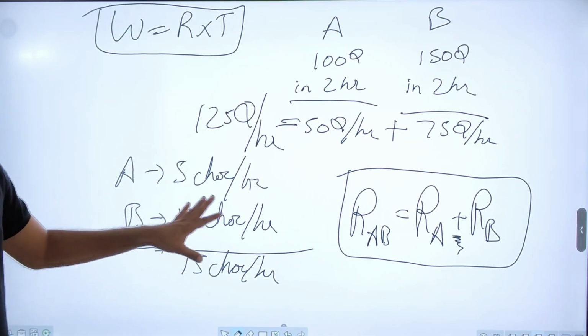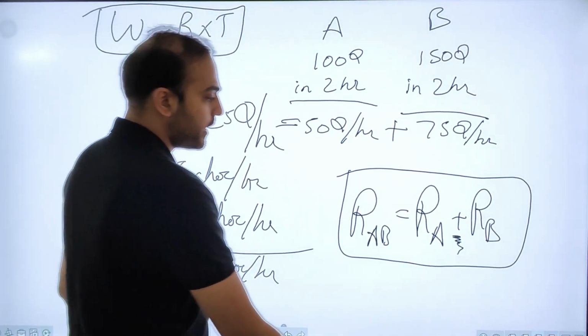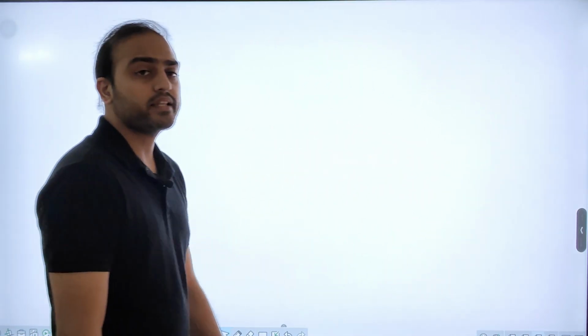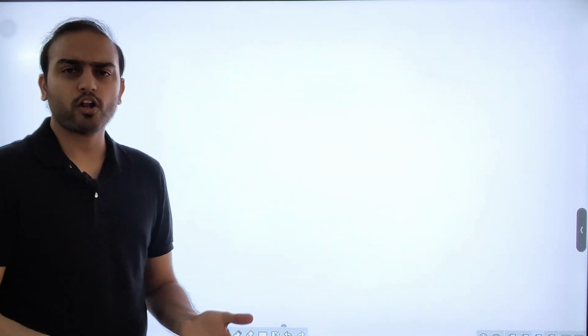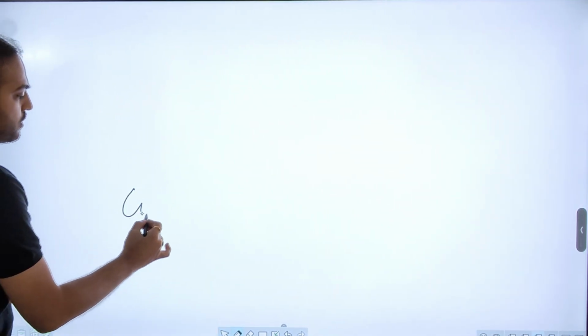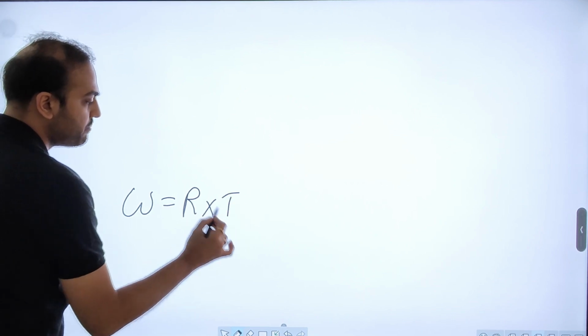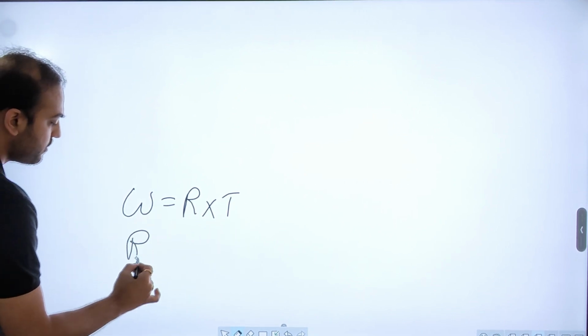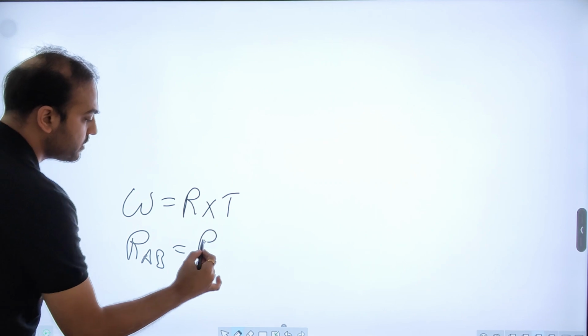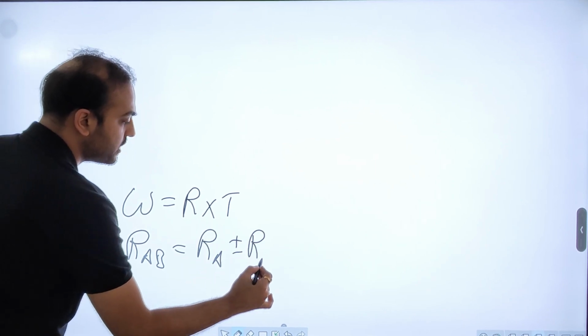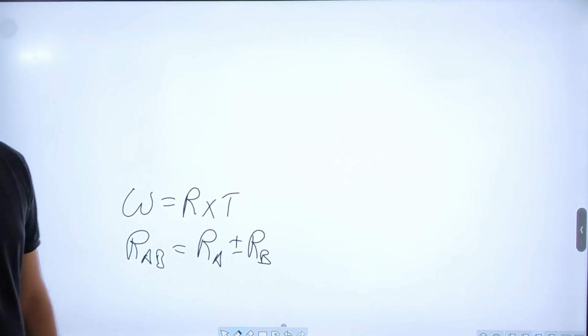So if I combine whatever we have learned till now, what we understand is that there are two relationships which are quite logical. One, work is equal to rate into time. Second, when people work together, the net rate adds or subtracts.